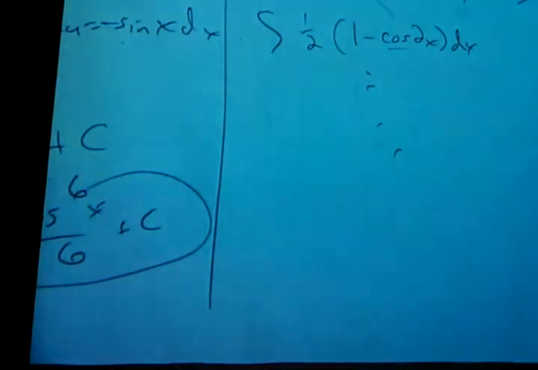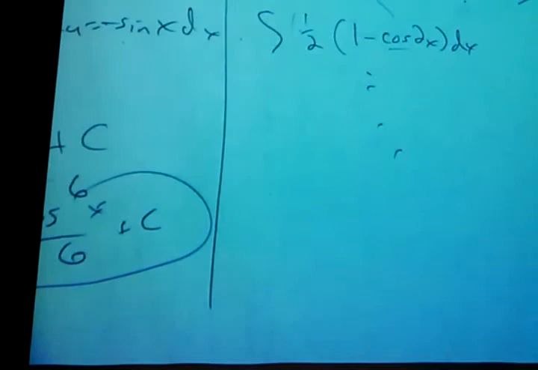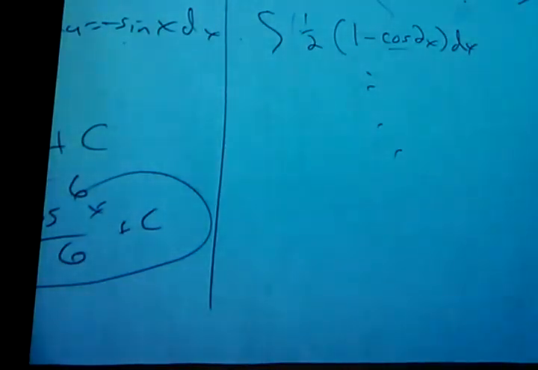What would really suck is if I would have made that a sine to the fourth? Then you would have had this whole thing squared. Yummy. So that could happen to you.